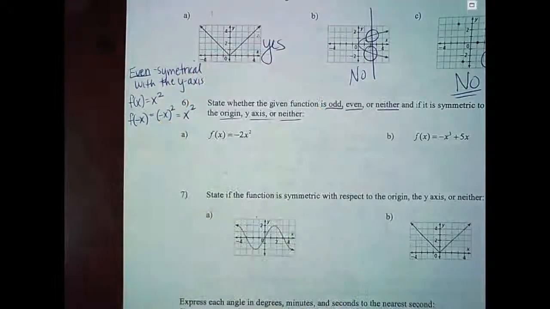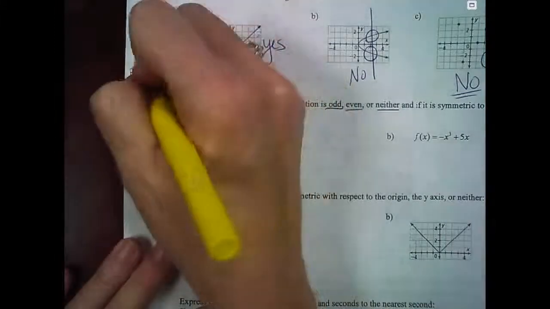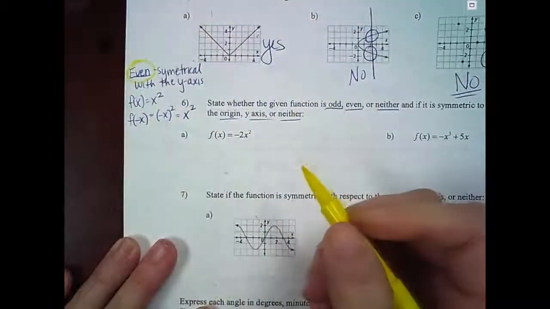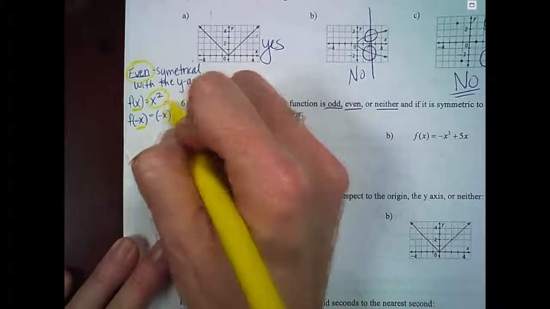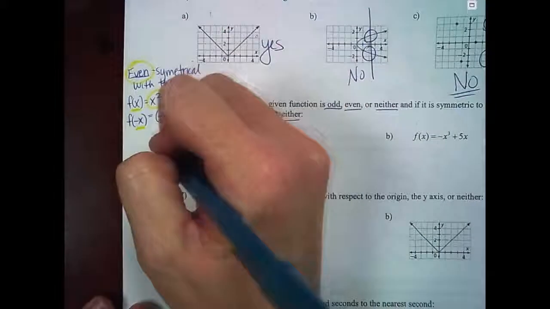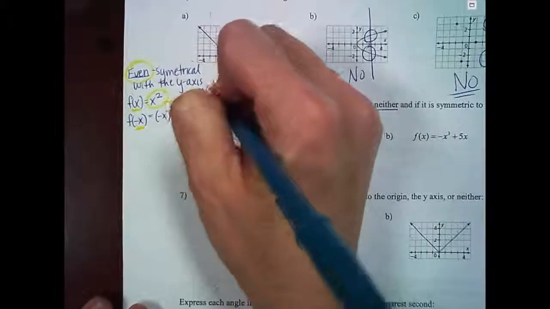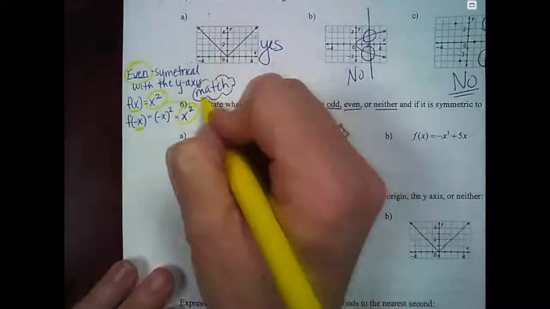X squared, don't I? So maybe if you have a highlighter or a pen, we'll say this is the even. When I plugged in x versus negative x, what happened to my two answers? Did they match? Yeah. So when you plug in negative x into the problem and you get the same thing, if they match, they're considered even.